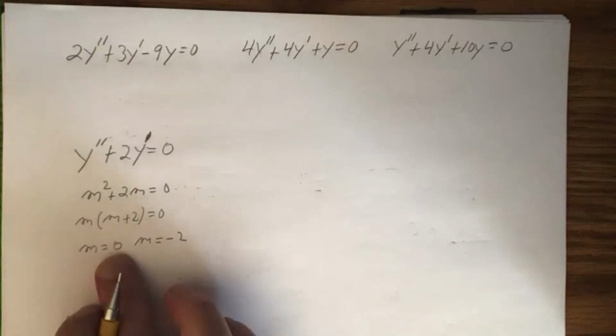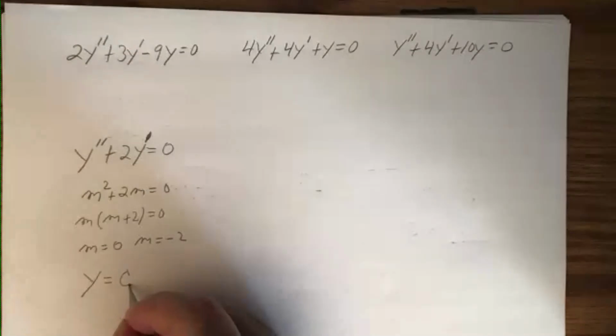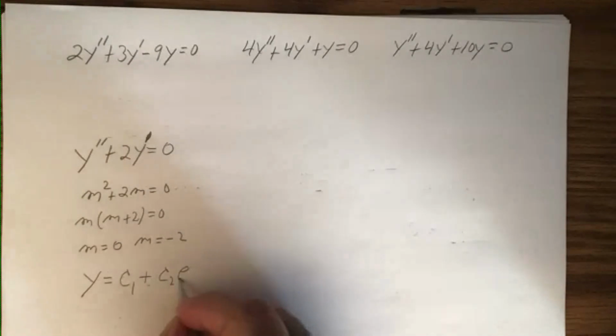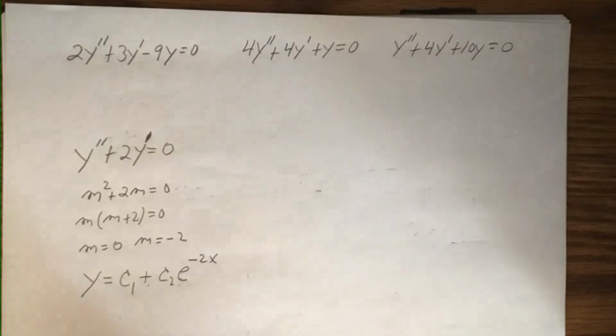So what's e to the 0? Well, e to the 0 is just 1. So the solution to this differential equation turns out to be some constant C1, plus C2 e to the minus 2x. Okay?